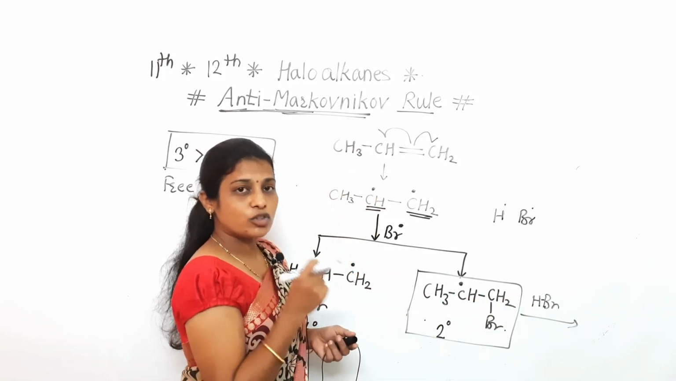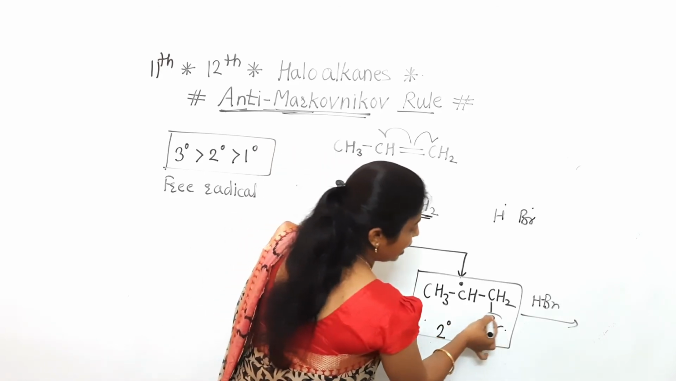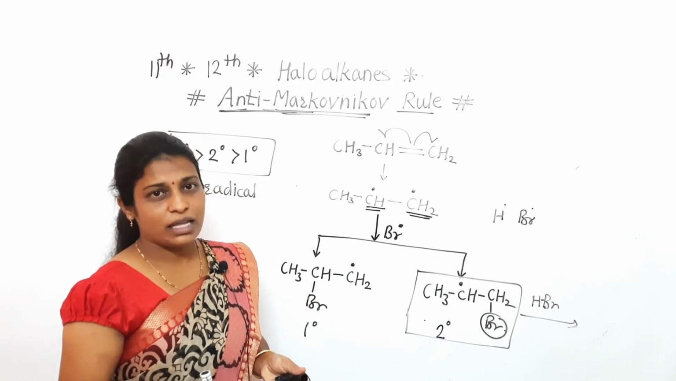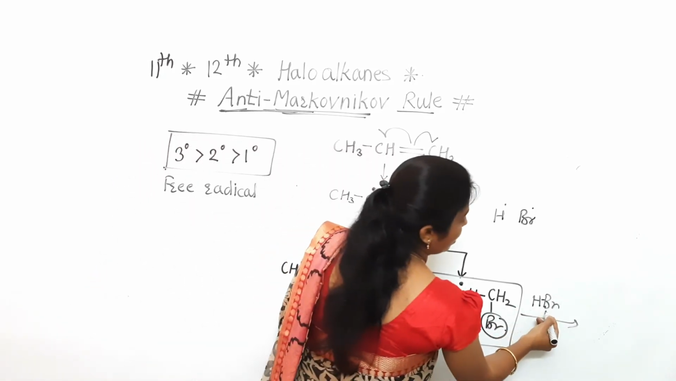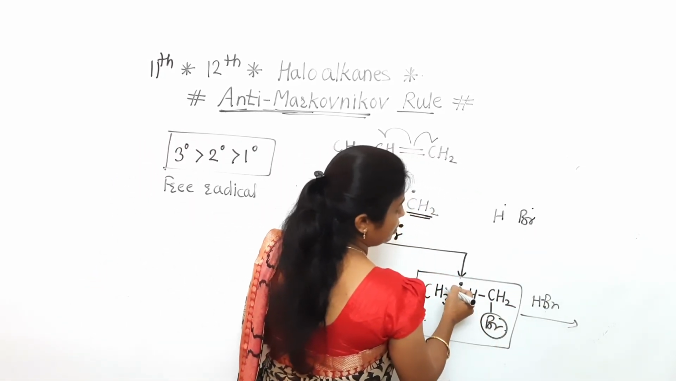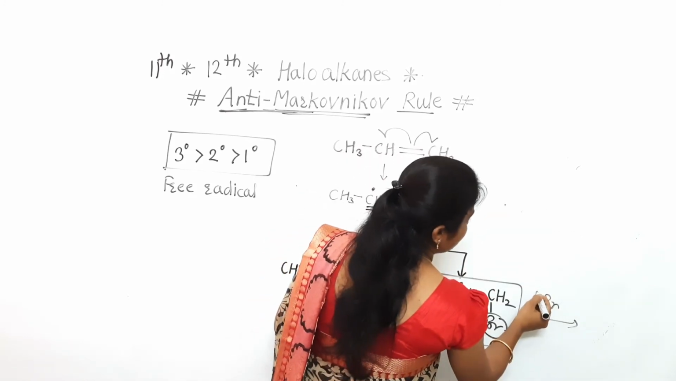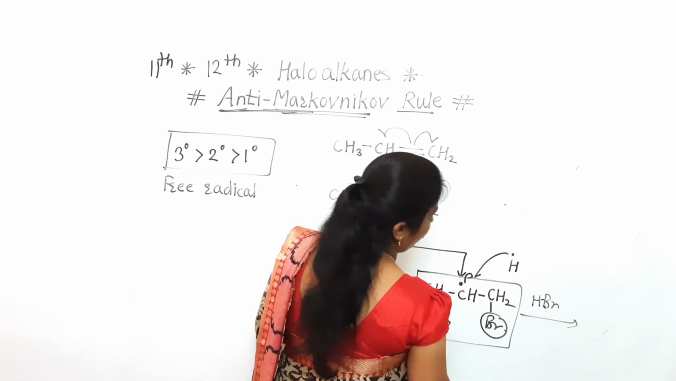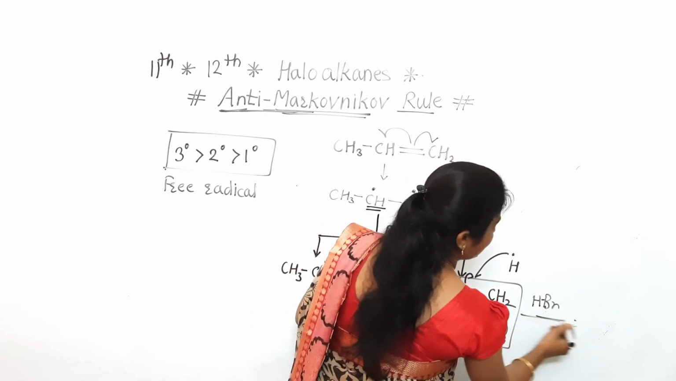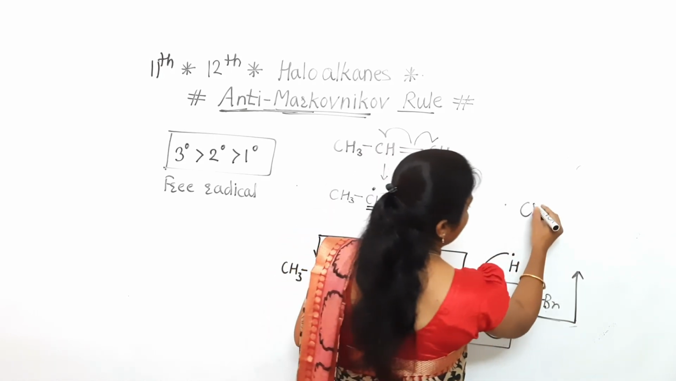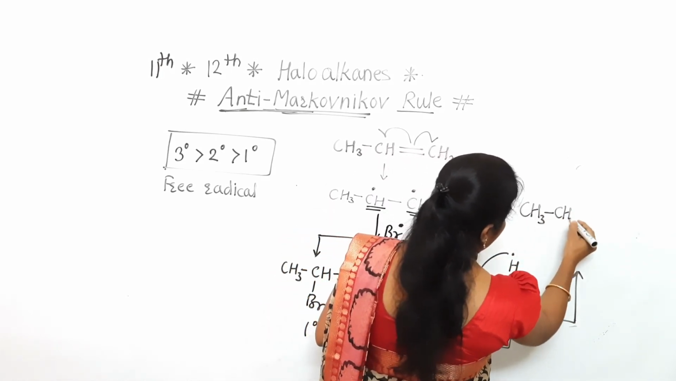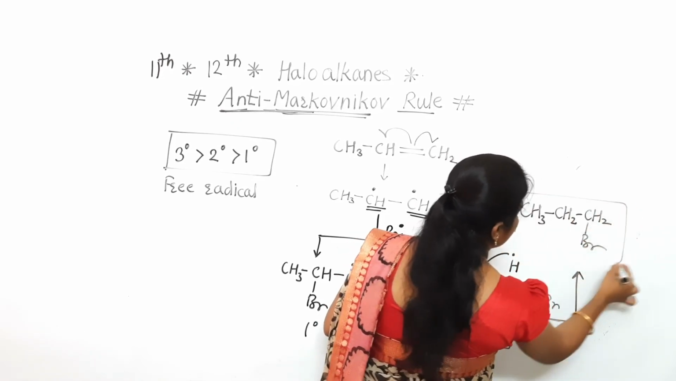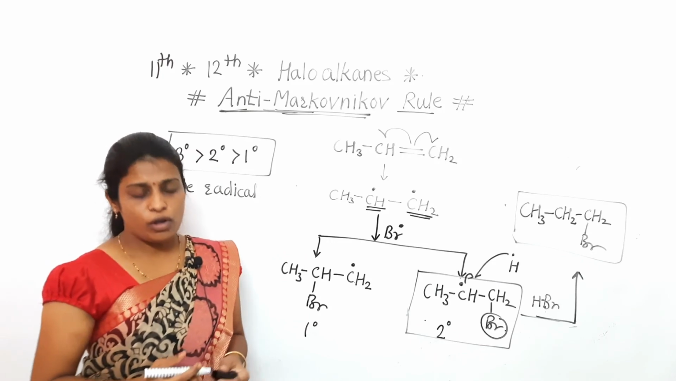Why is Br radical not attaching here? Because already Br is there. If that Br is also entering here, then steric hindrance will be there. Because of steric hindrance, that Br radical will not combine with this radical. Only H, means H radical, will combine here. So here that bond formation will take place, and we are getting the final product, that is CH3, CH2, CH2Br. Clear to everyone? So this is the final product, that is 1-bromopropane.